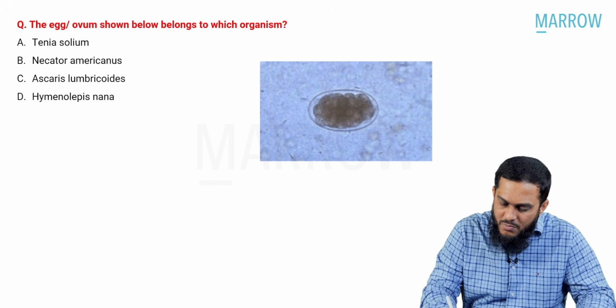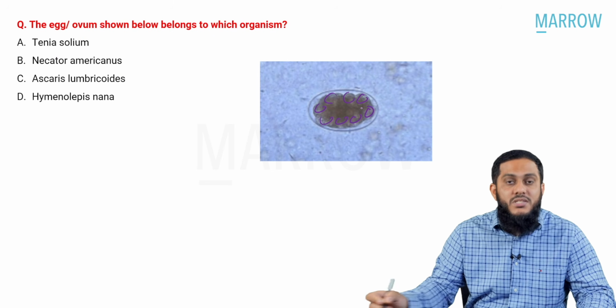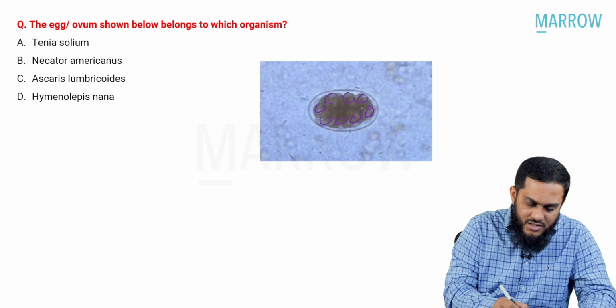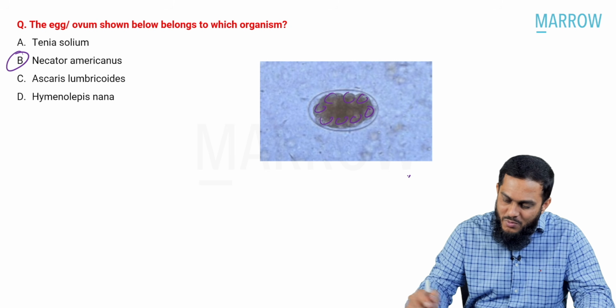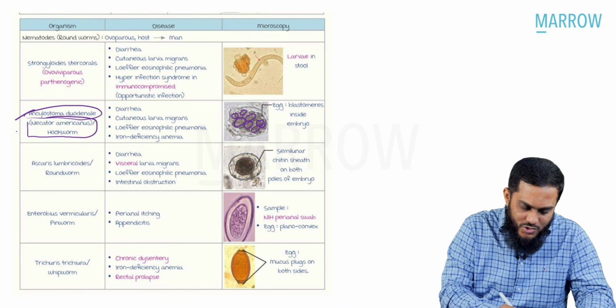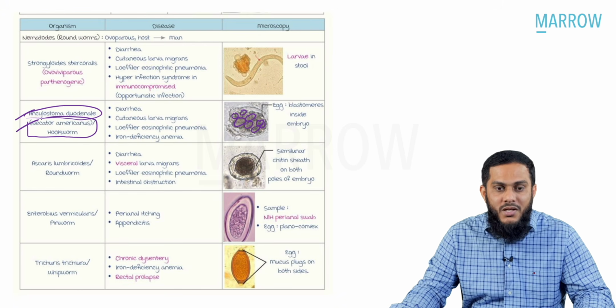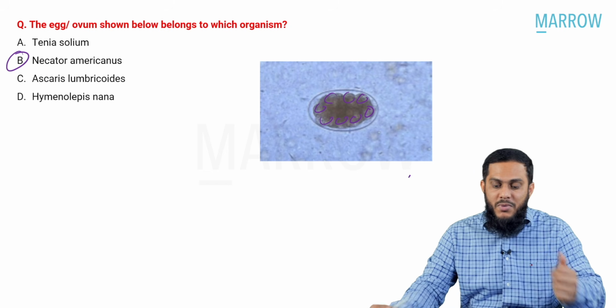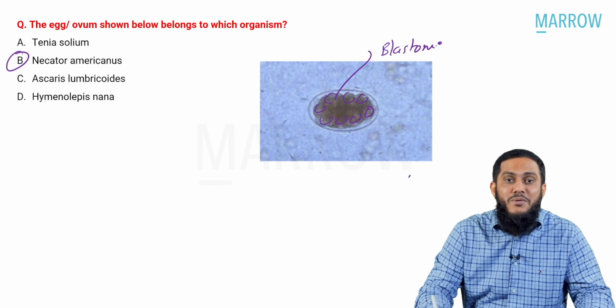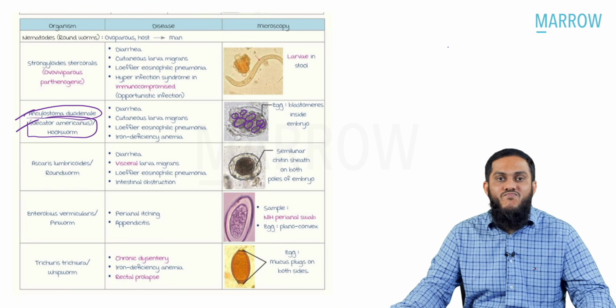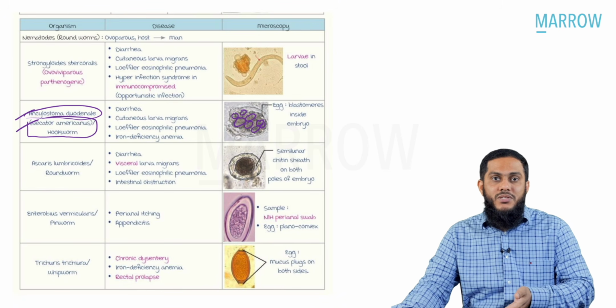Here also you can see blastomeres inside the embryo. Ancylostoma or Necator? Ancylostoma is not there, Necator. See here, we have mentioned both Ancylostoma and Necator. Both are hookworms. This is the egg of hookworm. Blastomeres inside the embryo is the characteristic feature. Again, directly from class notes. We have all the eggs discussed.